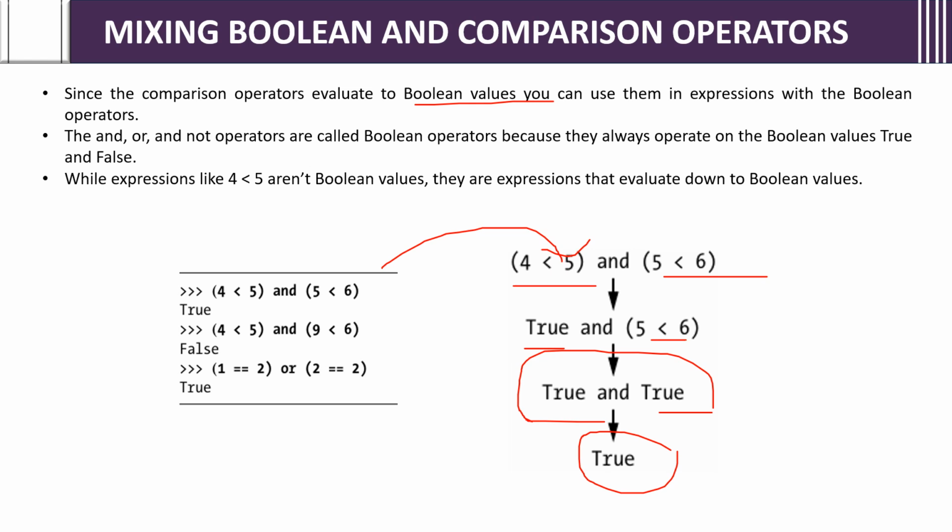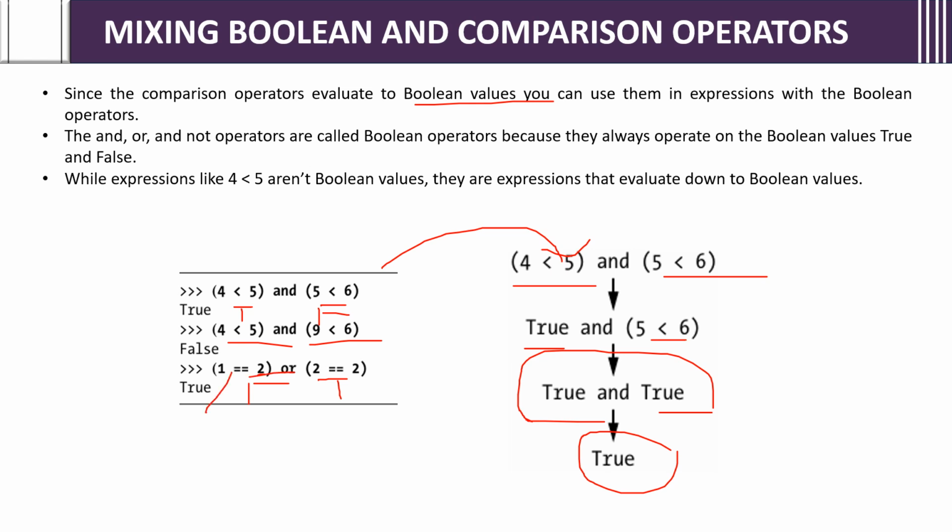Understanding? From Boolean operators, it is 4 < 5 and 9 < 6. Here it will come true, and here it will come false. So, true and false, what will you get? False. 1 equals 2, false. 2 equals 2, true. So, it is OR. False or true is true.